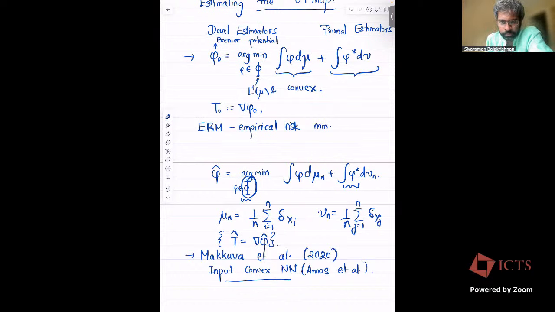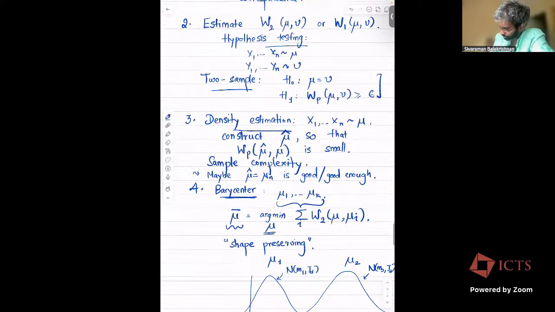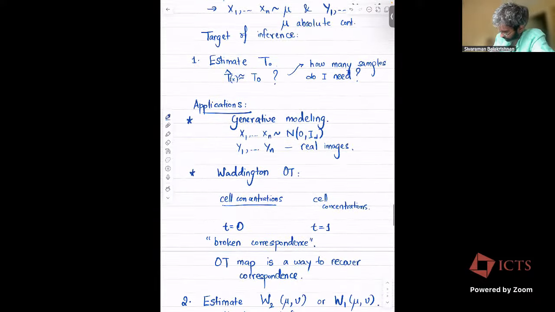So I have one question. In these examples that you gave, especially the one about generative modeling, there seems to be some intuitive understanding that the OT map is the correct one. But why should the diffusion take the shortest path? It could take some long path, and maybe that's the right one.